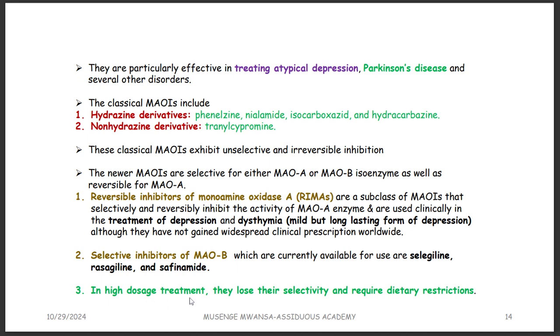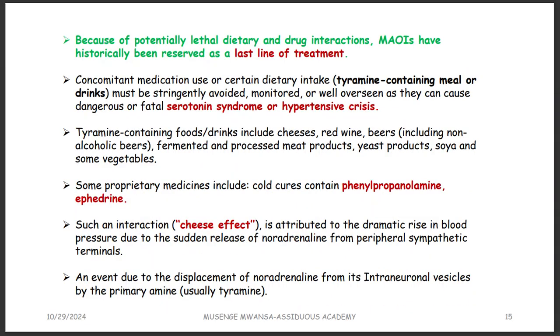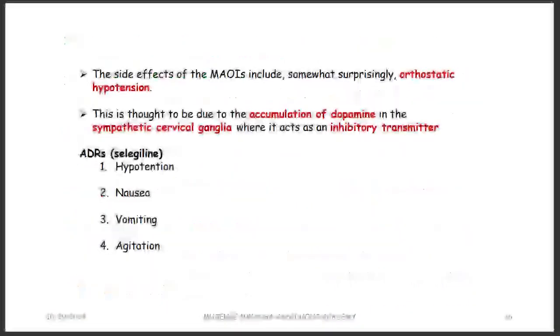So in high doses, these drugs are not good because they require restrictions, and we've talked about the restriction, taking food that contains tyramine. What are the side effects? You are going to see this in the paper. Orthostatic hypotension.